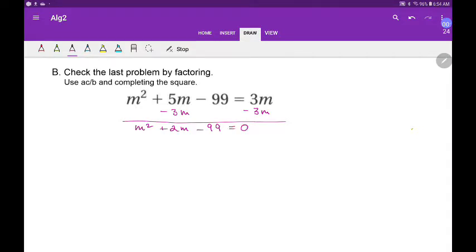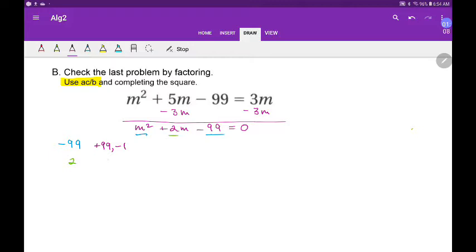And we say, okay, first of all, we're going to use the ac method. Okay, so we say a times c. So that's going to be 1 times negative 99. So we need factors of negative 99 that add up to b. So, factors of 99. Well, let's see. What are the factors of 99? Well, it's got to be a positive 2. Okay, so I'll say plus 99 times negative 1. Well, that gives me negative 99, but it gives me positive 98, so I better not say that.